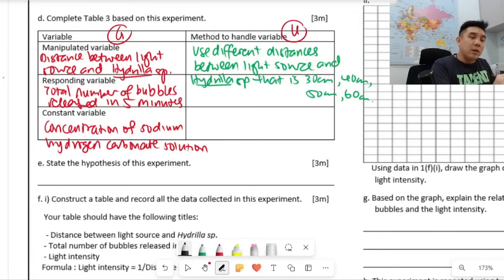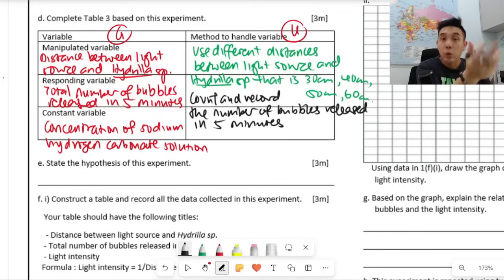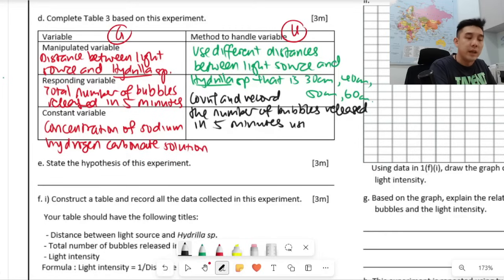And to answer the responding variable, normally it is measure and record, but here we say count because we cannot measure the bubble. Guys, count and record the number of bubbles released in 5 minutes. Guys, do you remember in the previous video, what did I ask you to use? Stopwatch. Using a stopwatch. Sebab 5 minit kita mesti guna jam randek.